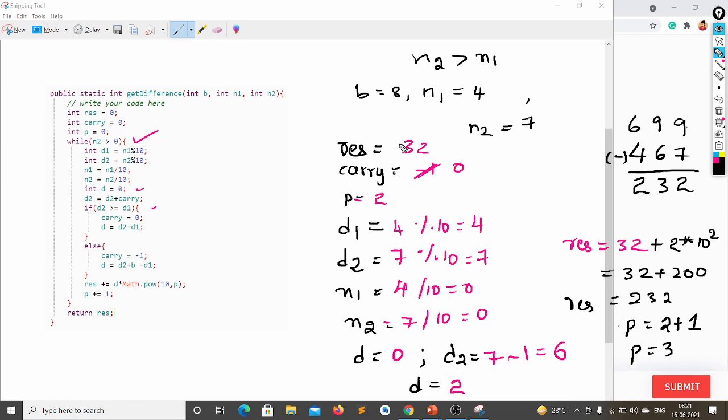Again here my result is 232 and my N2 is 0, N1 is 0. I will go into this loop. Is N2 greater than 0? No. Come out of the loop and return result. My result will be 232. So that's it about this any base subtraction video.